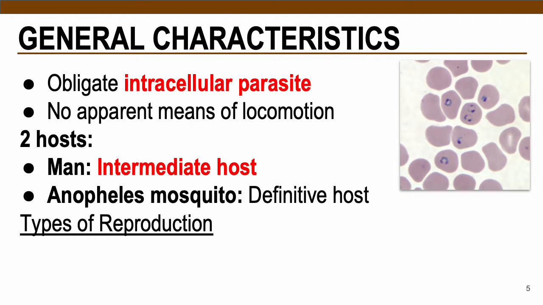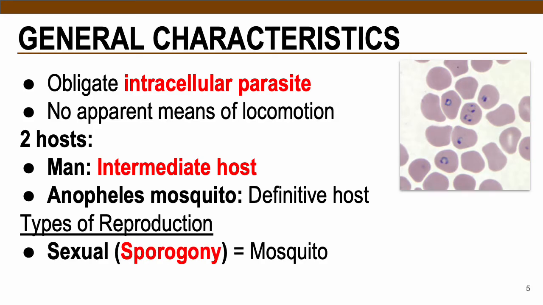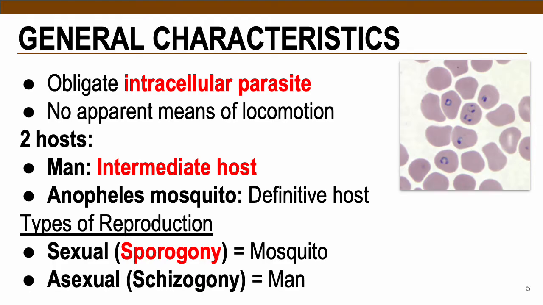So we have two types of reproduction. I believe we have a typo error in our handout, so kindly correct. For sexual, this is what we call the sporogony, and this happens in the mosquito, while the asexual stage or asexual reproduction is called the schizogony, which happens in humans.